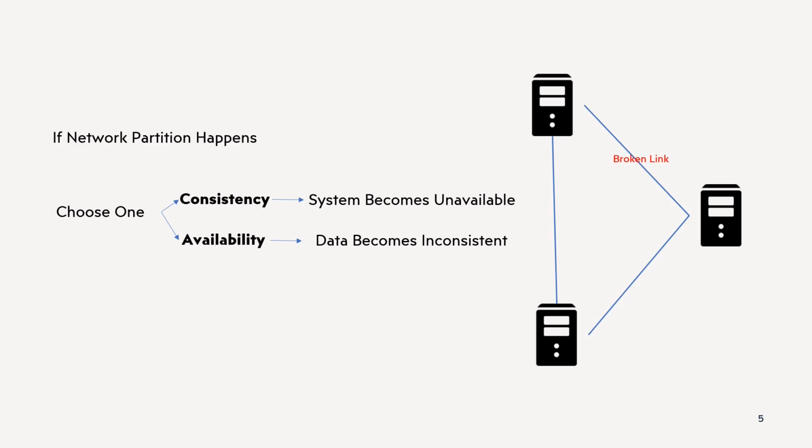So in a nutshell, whenever we have a network partition, we have to choose either availability or consistency, because we cannot get both of these, right? Because of the nature of these properties.